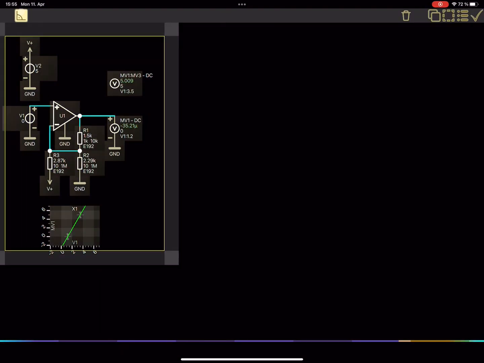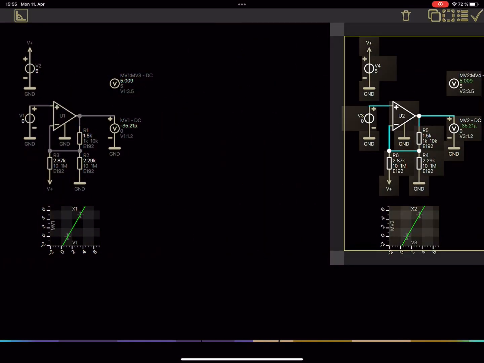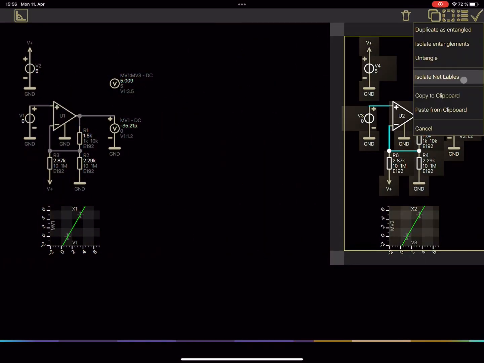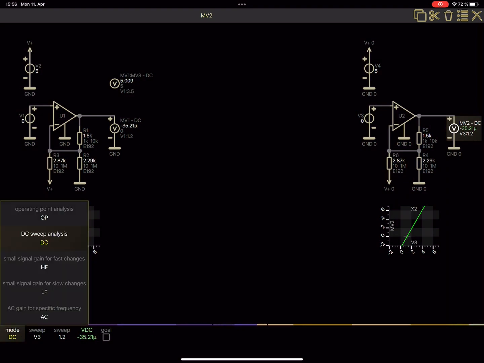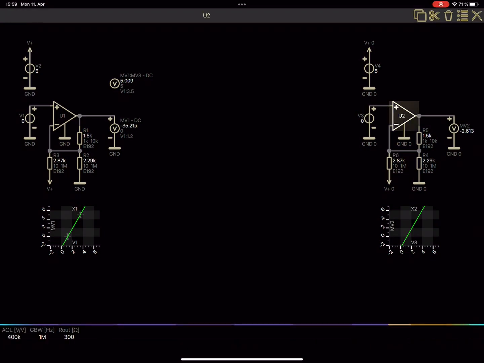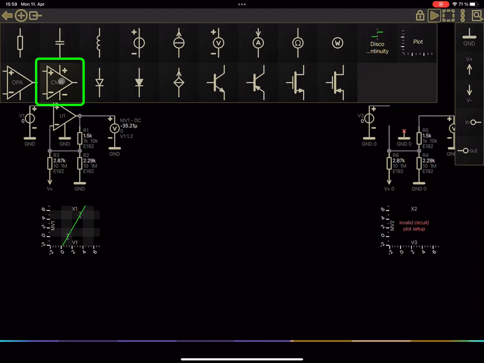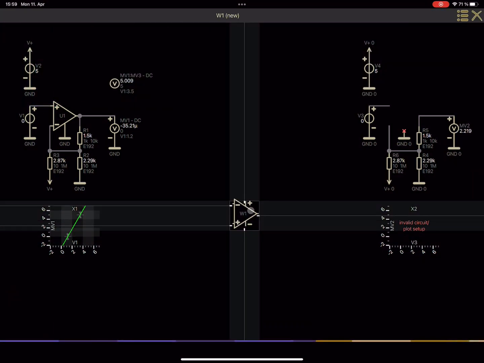To create the corresponding Schmitt-Trigger circuit, we make an entangled copy and isolate the net labels. Therefore, besides the entanglements, the new circuit is completely independent from the original. We also need to remove the redundant design targets. To transform the new circuit from an amplifier into a Schmitt-Trigger, we simply replace the operational amplifier with the comparator part, while also reversing the input polarities.